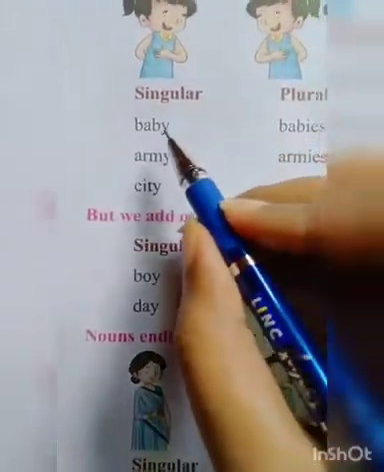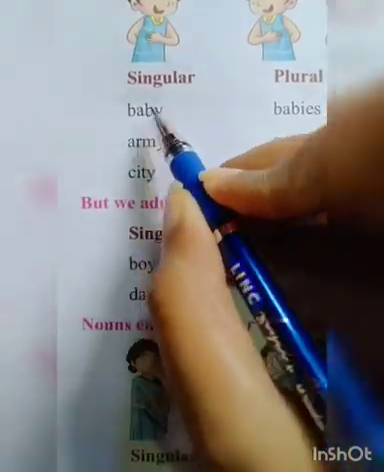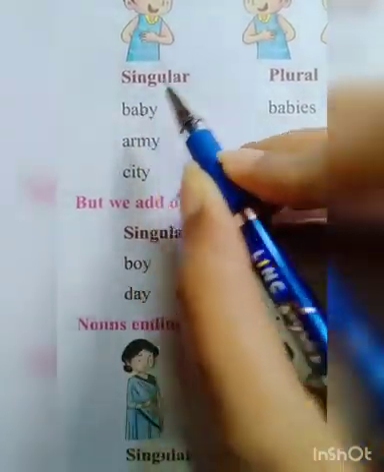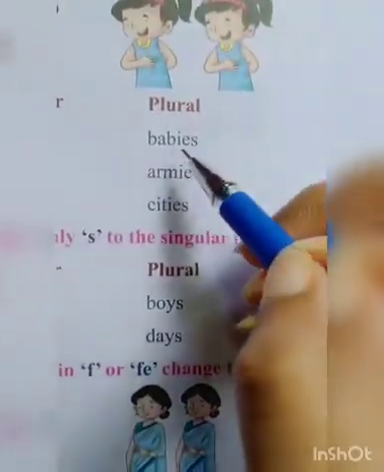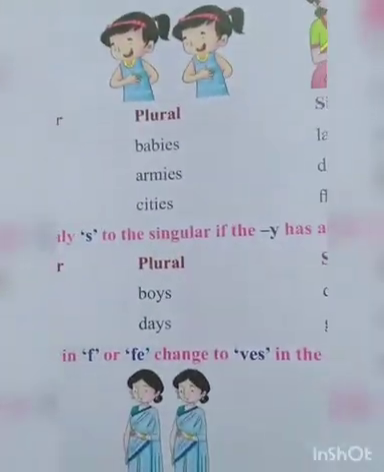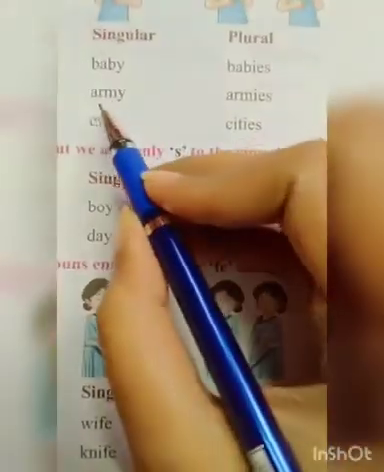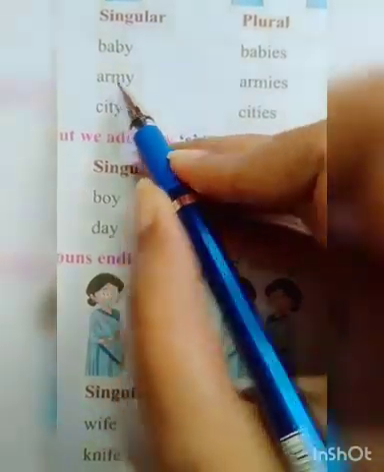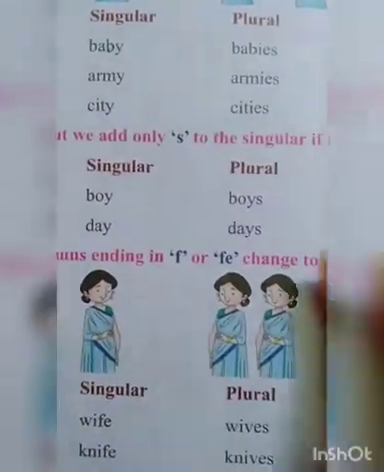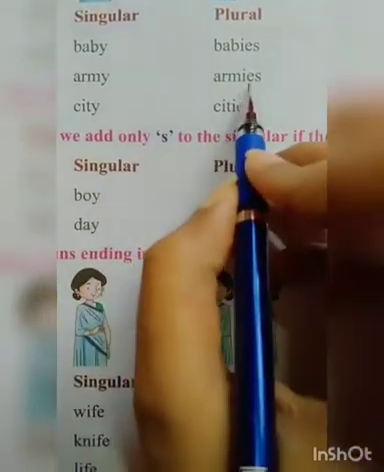Now see, y has been given. Before y, what is the letter? b. Now b is a consonant, right? Yes, b is a consonant. So that means we will put ies. Got it children? Yes. Now see army. Y is there. Before y, m. Now m is also a consonant. So now we will put ies.